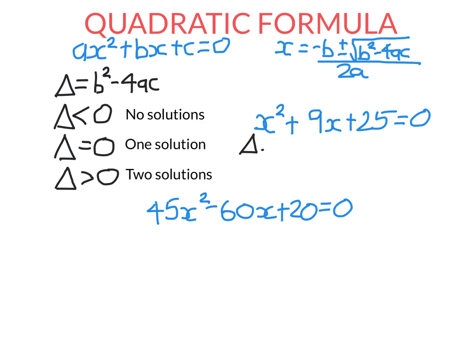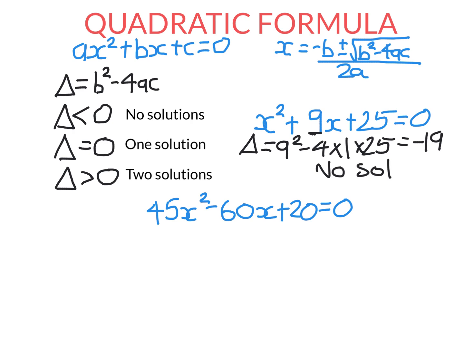The discriminant is b squared minus 4 times a, which is 1 in this case, times c. Now, if you put that in your calculator, you get negative 19. This has a negative discriminant, and so it has no solutions. So by calculating the discriminant here, we know that we needn't go any further.